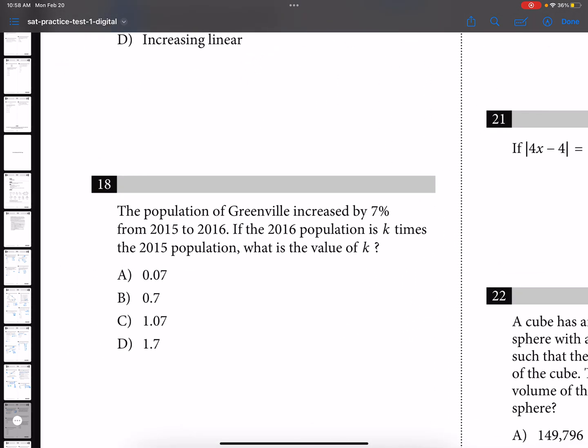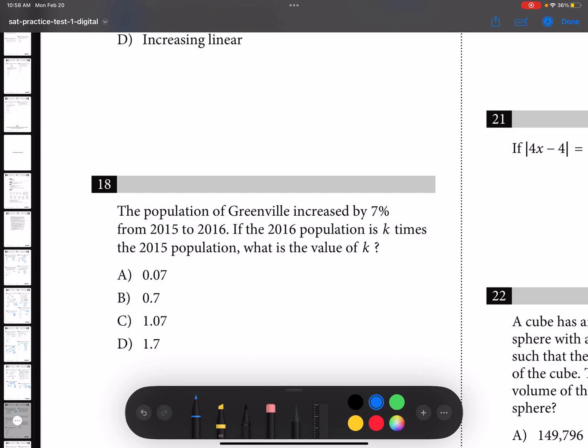18. The population of Greenville increased by 7% from 2015 to 2016. The 2016 population is k. What's the value of k? So let's say that x is the population of Greenville in 2015.